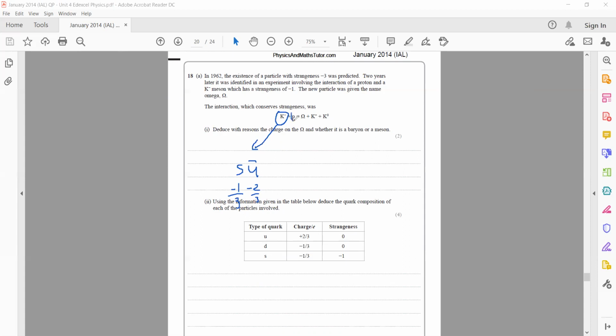Then what is the composition of a proton? Proton is up, up and down: +2/3, +2/3, -1/3. So that will give us the composition of proton. Then K positive. Because they are in the same family, a similar type of composition should be there.